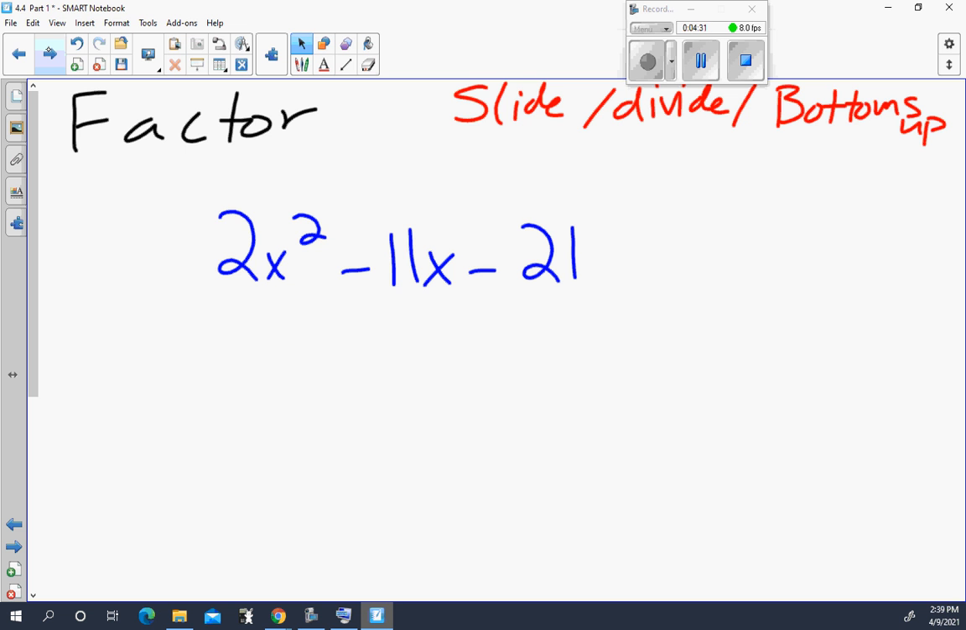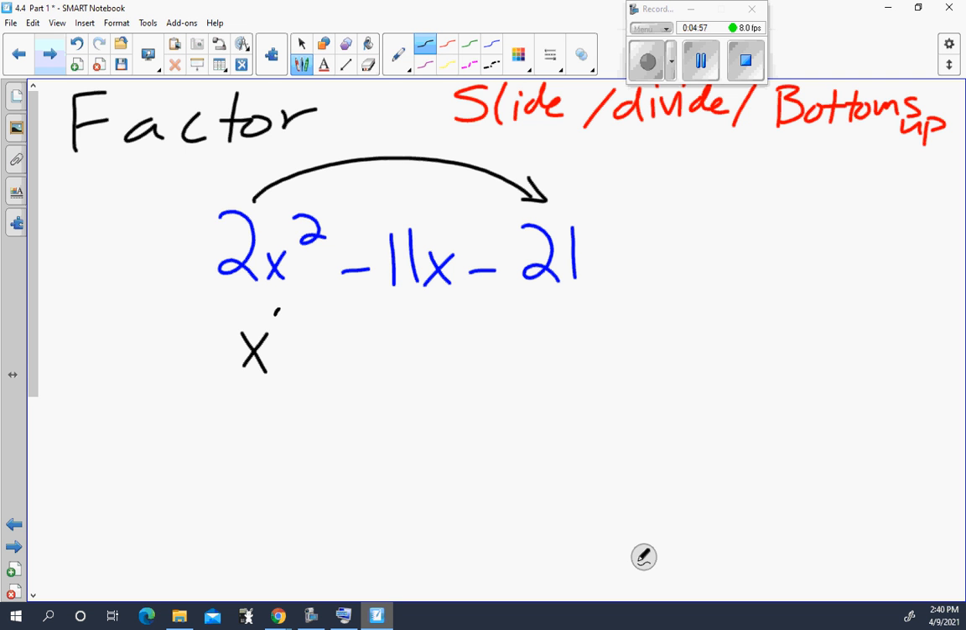Next, what happens if we don't have a 1 in front of that x squared? What if it's a bigger number than 1? Well, there's this way to do this, using slide, divide, and bottoms up. And I'm going to do it that way. What I mean is if we have a number bigger than 1 in front of x squared, we slide it, and we multiply it by 21. So that 2 goes away, and we're left with x squared minus 11x, and then 2 times 21 becomes 42.